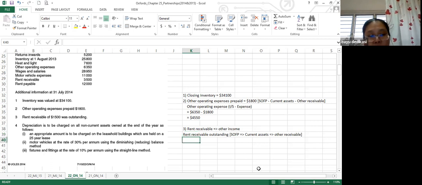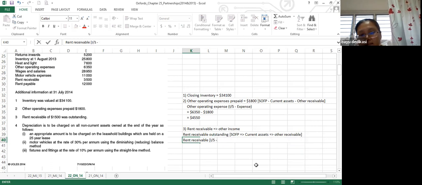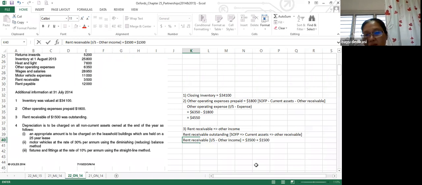Then next is to calculate your rent receivable for the income statement under other income. So how much is your other income? 3,500 in your trial balance plus your additional information 1,500. Okay, so your total will be 5,000.